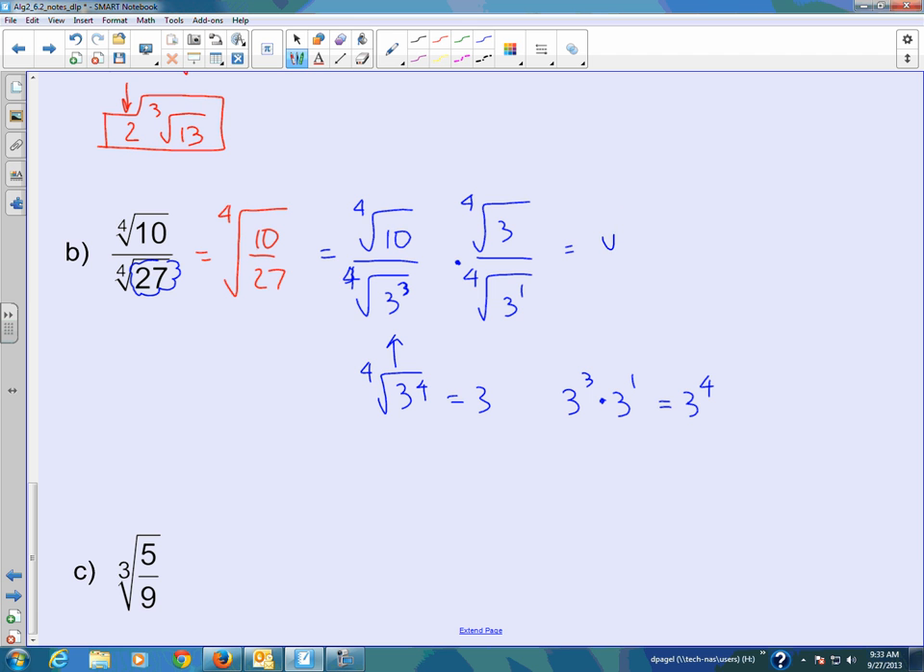Now I get a 4th root of a 30 and a 4th root of a 3 to the 4th power, which means just a 3. And at that point, even though 30 is not one of the perfect fourths, I'm unable to go any further with that problem.